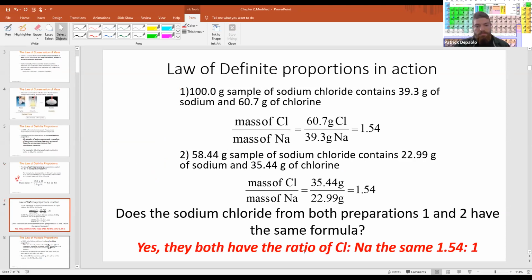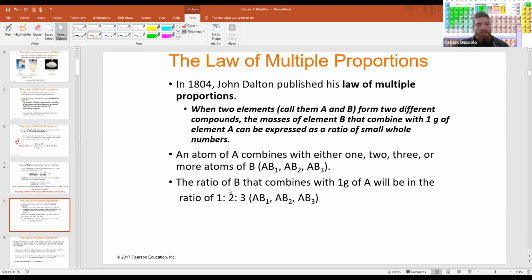Basically the same thing: there are ratios with every type of compound. If you do NaCl, there are ratios, there are more ratios. They're the same no matter what the source is. You got the point. Okay, then there's the law of multiple proportions.